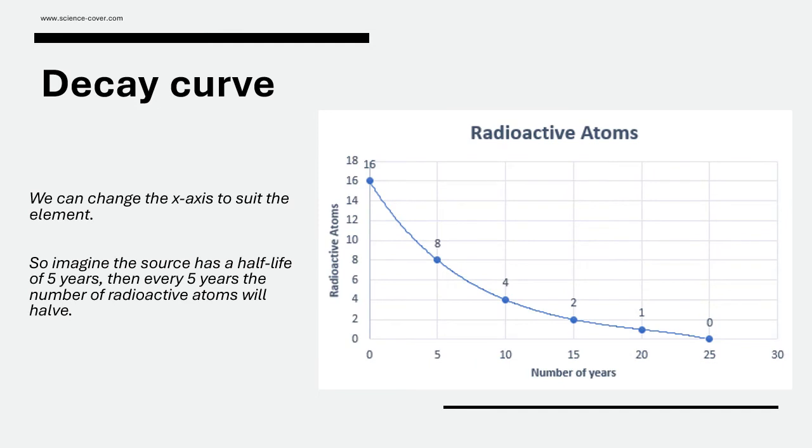Now we can change the x-axis to suit whichever element we are looking at. So imagine the source has a half-life of 5 years, then every 5 years the number of radioactive atoms will halve. So as you can see on this graph, we've put our x-axis to 5-year gaps, and so after 5 years we'll drop from 16 to 8. After another 5 years we'll drop from 8 to 4. After another 5 years we drop from 4 to 2.